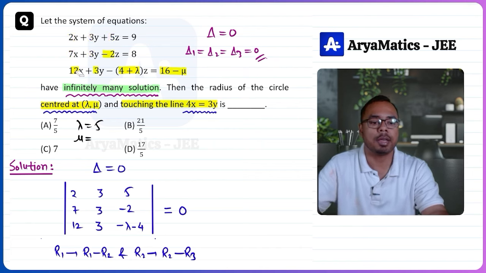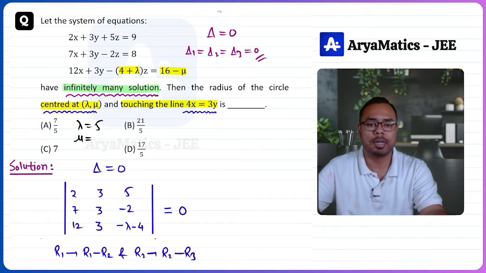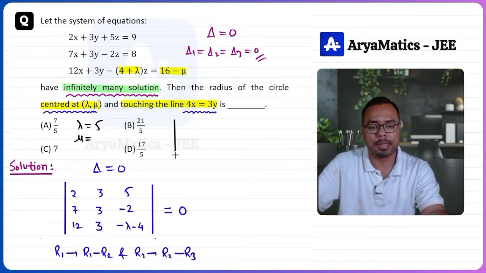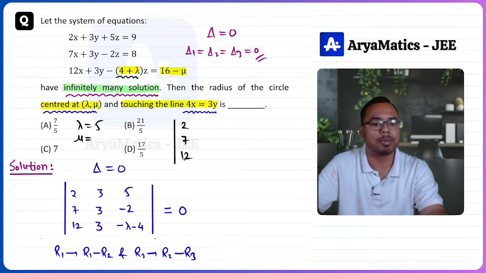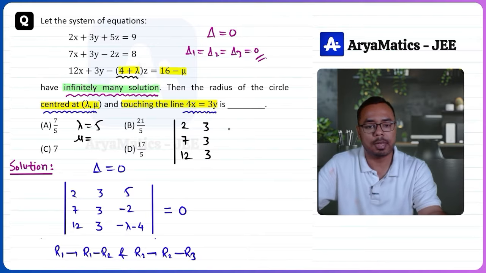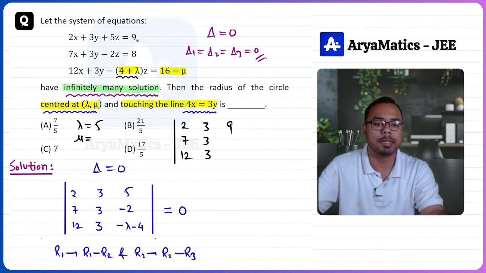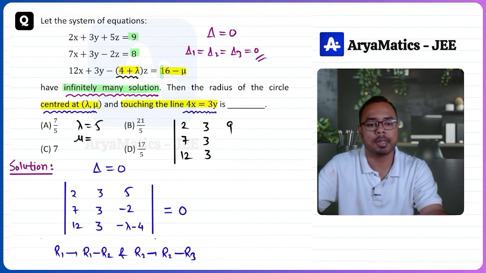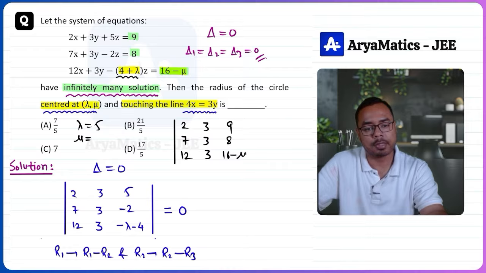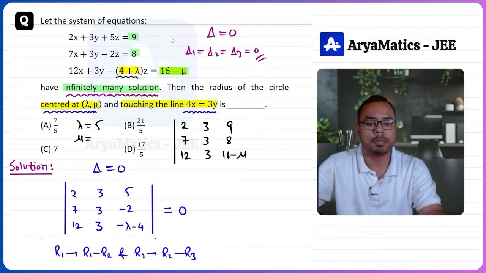And for calculating nu, we can equate either delta 1 to 0 or delta 2 or delta 3. Any one we can equate to 0. So maybe we can equate delta 3 to 0, right? Because in that way we'll get rid of this third column. So if I equate delta 3 to 0, the first row will be 2, 7, 12. Then we have 3, 3 and 3. And the third column will be 8, 9. Right, C3 will be replaced by these constants on the right hand side. So 9, 8, and then 16 minus nu. This will be delta 3, and this must be 0.